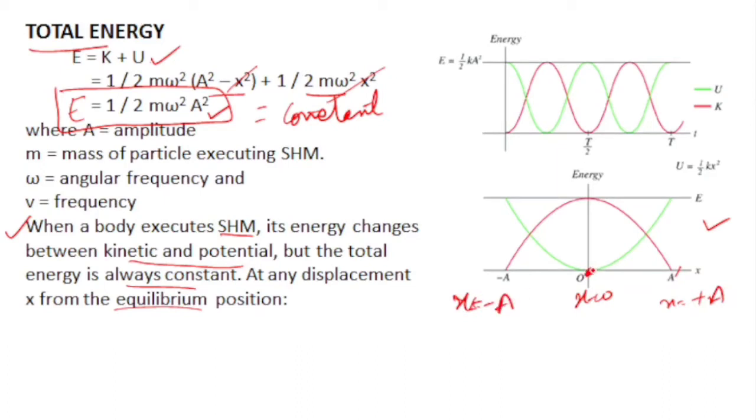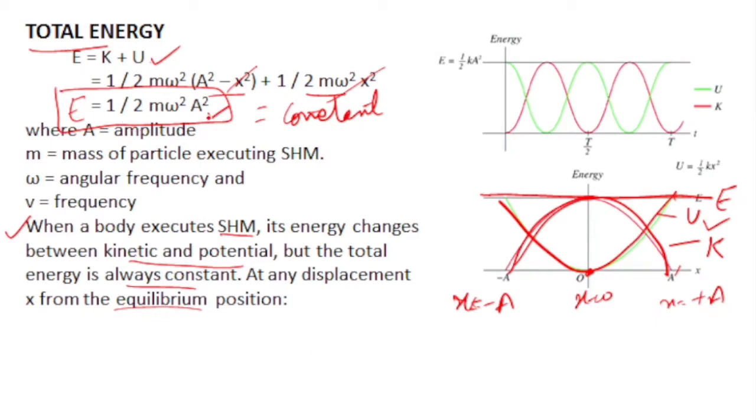At the mean position kinetic energy is maximum and at extreme position kinetic energy is minimum. So this is the graph for kinetic energy. And at mean position potential energy is minimum, at extreme position potential energy is maximum. So this green one is the graph for potential energy, but this straight line represents total energy and it is always constant, half m omega square a square. Kinetic energy is converted into potential energy at some point, at some point potential energy is converted into kinetic, but total energy always remains constant.